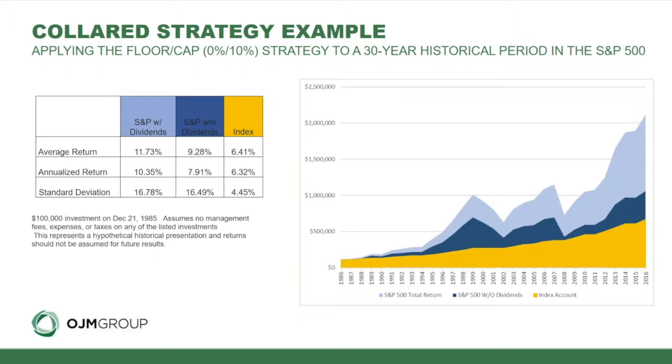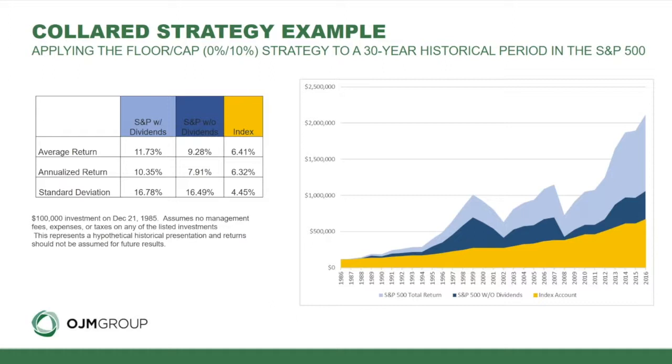So if we look at this graph here, the light blue would be the S&P 500 with dividends, the darker blue the S&P 500 without dividends, and then the yellow is the equity index, the one with the floor of 0 and a cap of 10% on the upside. So if it goes up 20, you're going to be limited just to that 10%. Now, if you see in a vacuum, the light blue is the best, especially over the time period that we're looking at. That's going to give you the greatest return.